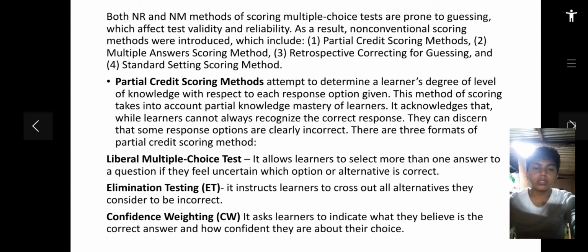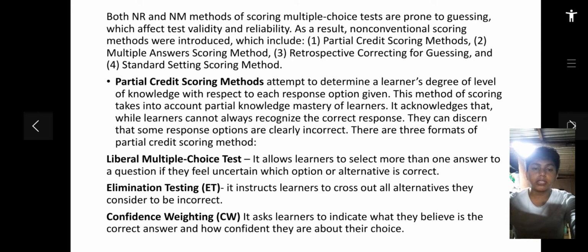This allows students to choose more than one response to a question if they are unsure of the proper answer. And the second one is elimination testing, ET. This teaches students to mark off any options they believe to be wrong.